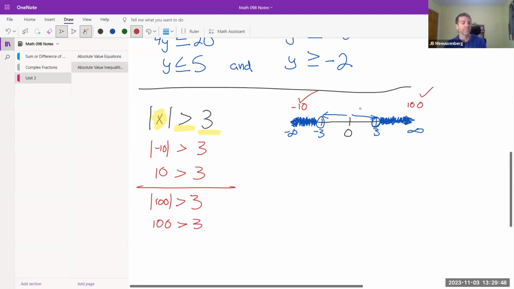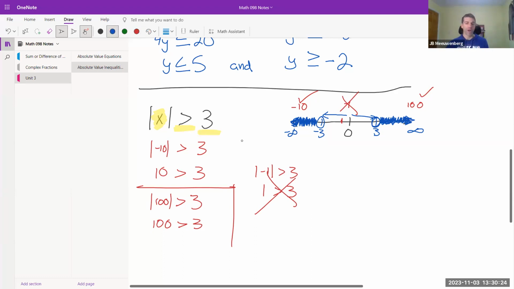Let's look at a number here in the middle of this stuff that's not shaded. Let me pick, I don't know, -1. -1 would be about right there. What happens if we plug that into this inequality? The absolute value of -1 is greater than 3. Is that true? Well, the absolute value of -1 is +1. Is that greater than 3? No, it is absolutely not. No, that's not true. So this does not work, and it shouldn't work. We didn't shade it, so it shouldn't work. We're looking for the numbers that make it true.